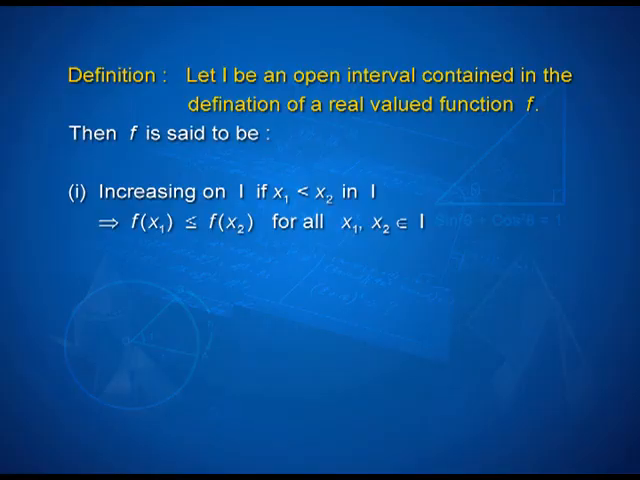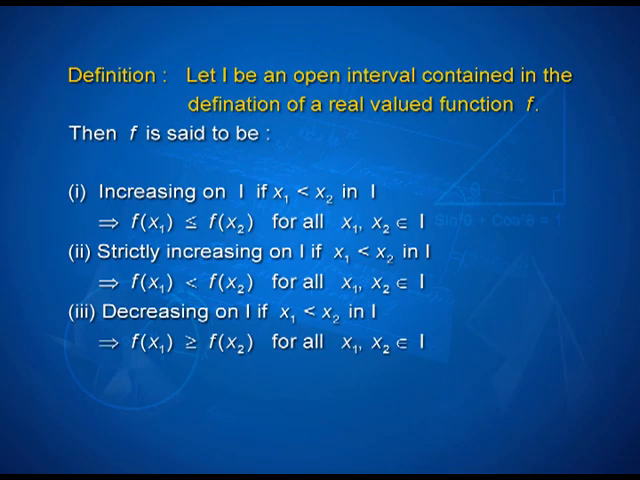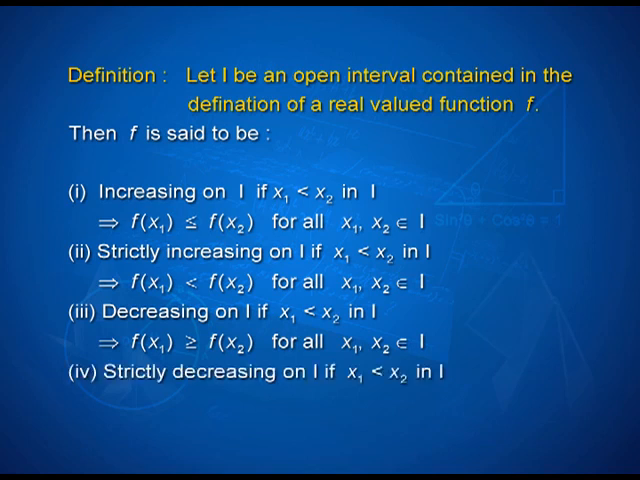This is exactly what you saw earlier as saying that as values of x increase, the values of y also increase. We also distinguish between increasing and strictly increasing with an understanding that if x1 is less than x2 in I implies f of x1 is strictly less than f of x2, then the function is said to be strictly increasing in I. Similar are the definitions for decreasing. x1 less than x2 in I implies f of x1 is greater than or equal to f of x2, function is decreasing. Strictly decreasing on I if x1 is less than x2 in I implies f of x1 is greater than f of x2 for all x1, x2 belonging to I.